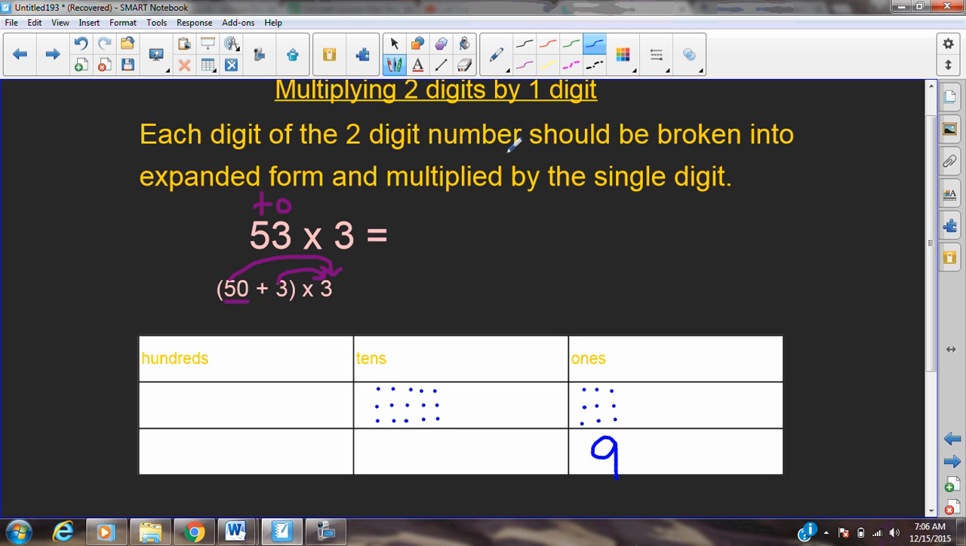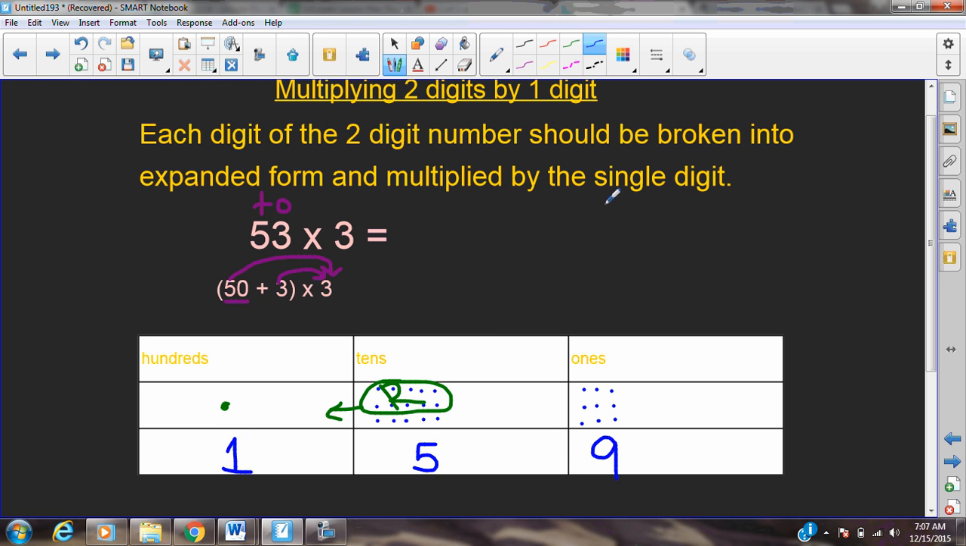The law of regrouping and renaming still applies when you're multiplying. So that means I have to gather together 10 of my tens and trade them for 100. So I'm going to circle 10, and I am going to trade these 10 so I no longer have them for 100. When I do that, I am left with 5 tens here and 100 here.